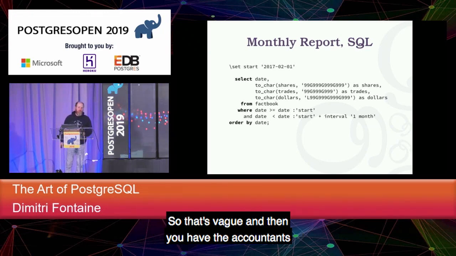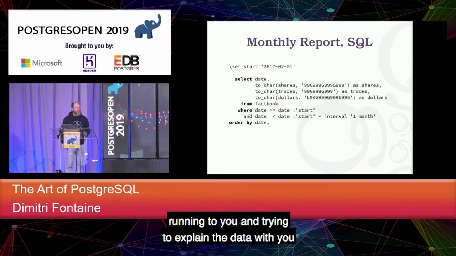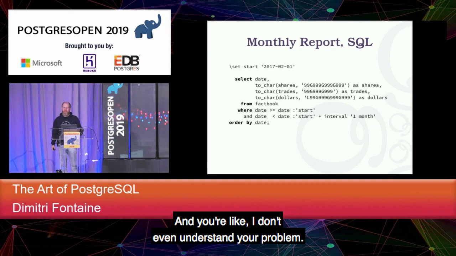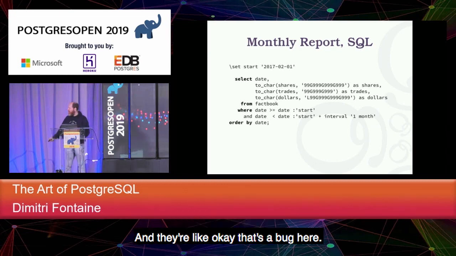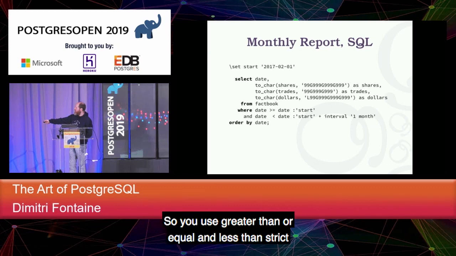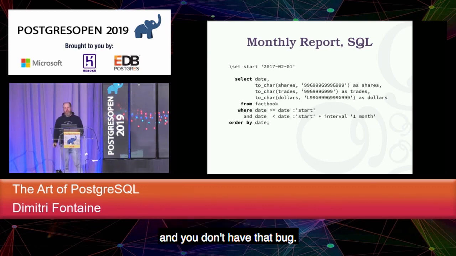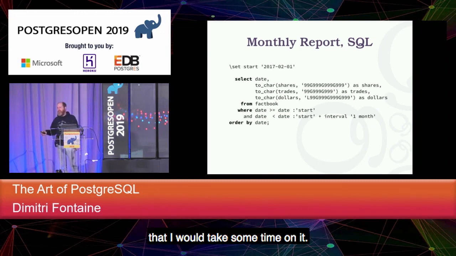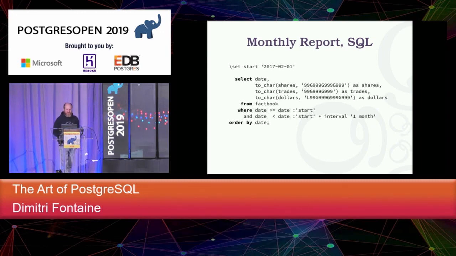So that's a bug. And then you have the accountants running to you and trying to explain the data with you because they will never have the same result as you have. And you're like, I don't understand your problem. And you're okay, that's a bug here. So you use greater than or equal and less than strict, and you don't have that bug. So that's a small trick. Maybe you knew about it already, but I've run through many developers enough that I would take some time on it.